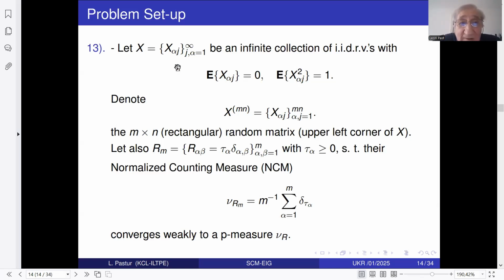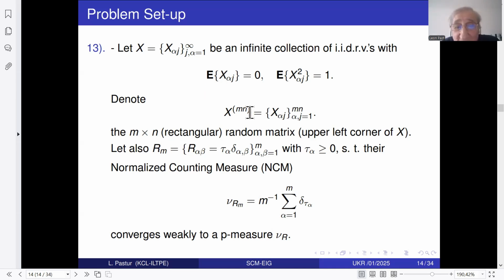Now I am passing to the subject of my talk. Consider the infinite table. You see, this is just a semi-infinite formal matrix. I do not even use the word matrix. Just a table, a collection of real valued independent random variables indexed by 2 indices, alpha and j. And I assume that their expectation is 0, expectation of the square is 1, and now I take the upper left corner of size m by n, a rectangular corner, and this is the matrix that I am going to consider.